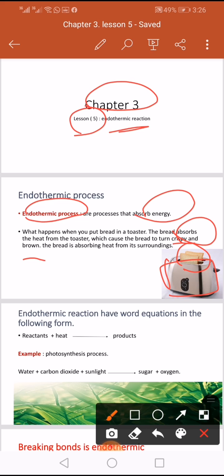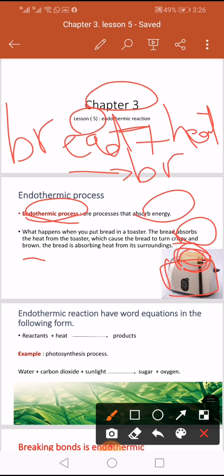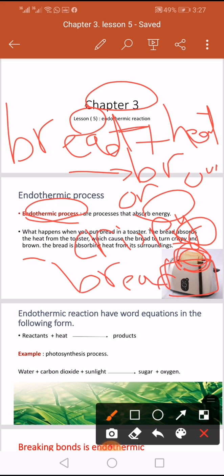This is a reaction. This is a reaction that happened inside the bread. What is this reaction called? Endothermic reaction or endothermic process. Why is it called an endothermic process? Because the bread absorbs heat plus heat and turns into brown or crispy bread or crispy toast. Right?